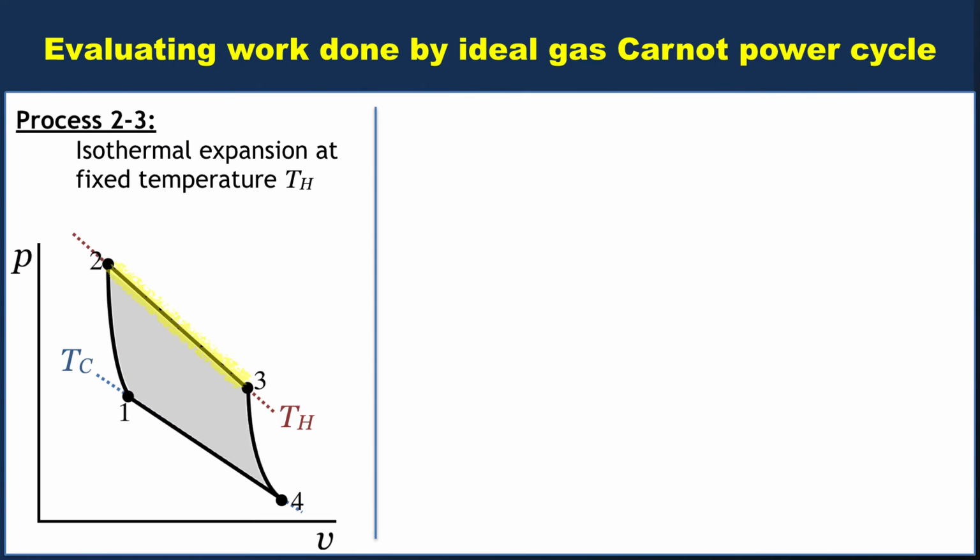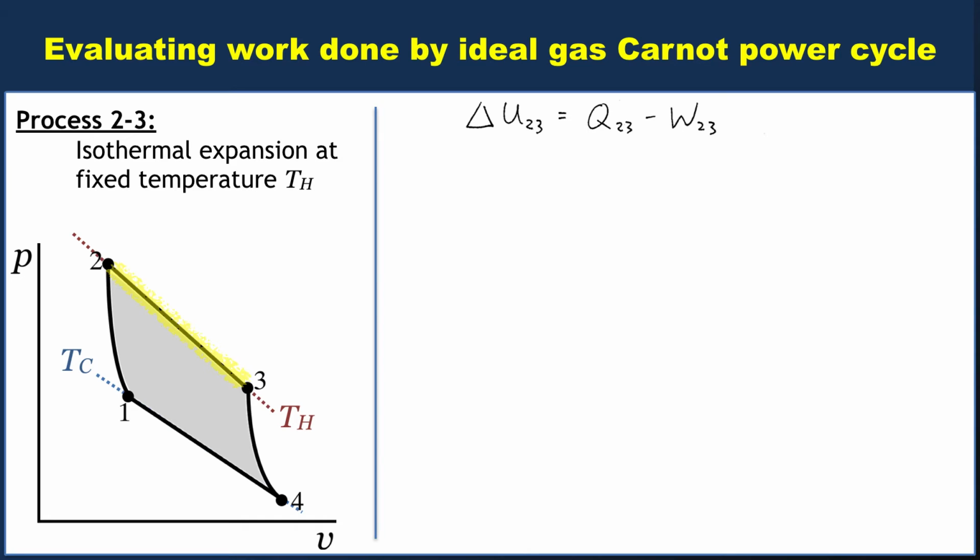So what about process 2 to 3? That's an isothermal expansion at fixed temperature T sub H. I've highlighted the path up there. Let's start with conservation of energy again. Delta U23 equals Q23 minus W23. Well, you might be able to convince yourself that since we're dealing with an ideal gas, and we're at the same temperature for the two different states, 2 and 3, that actually the left-hand side of this is 0, right? Because delta U23 should be 0.